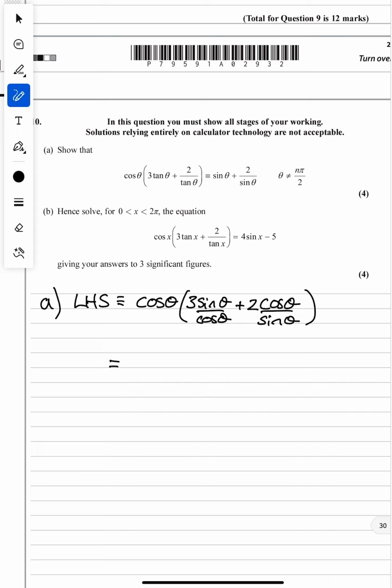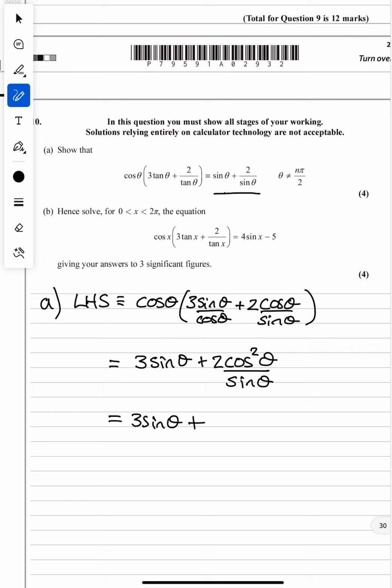Then if I expand the brackets, multiplying by cos, the first term will be just 3 sine theta. Cos divided by cos is 1. And the second term will be 2 cos squared theta over sine theta. I only want in terms of sine. On that right-hand side, I only have sine theta. I don't want any cos theta. So this term is fine.